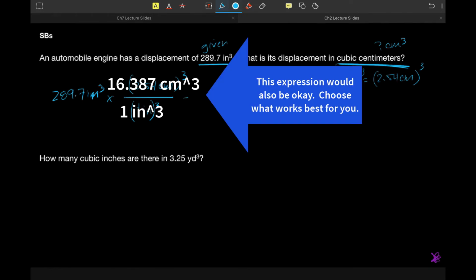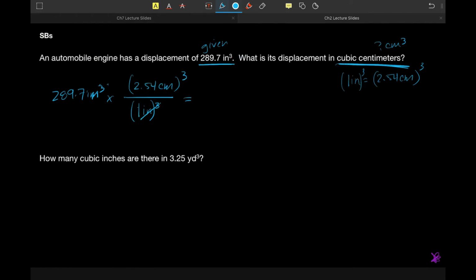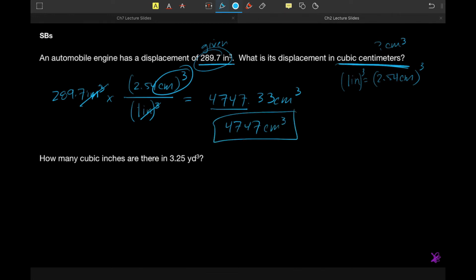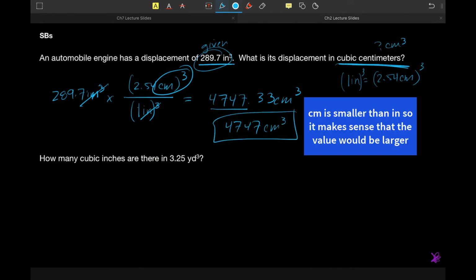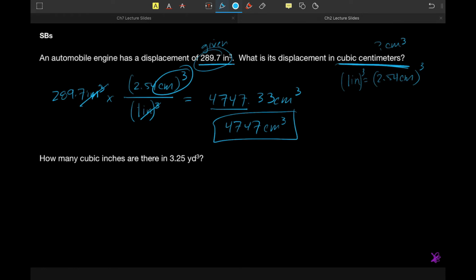But then what's going to happen here is that my inches cubed will cancel, and centimeters cubed is all that's left. I just have to remember to cube that 2.54, so 2.54 cubed, then multiply that by 289.7. And then that's going to give us 4747.33 centimeters cubed. Then we're going to round it to 4 sig figs, so 4747 centimeters cubed is the displacement. Which makes sense that it's a larger numerical value, because centimeters are smaller than inches.